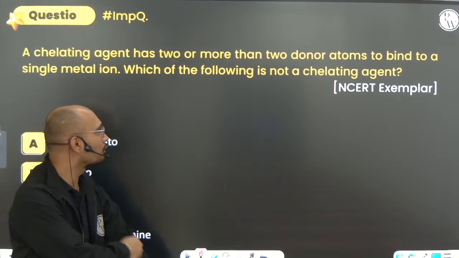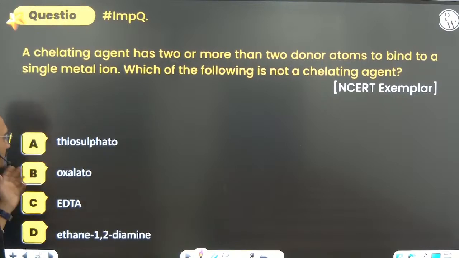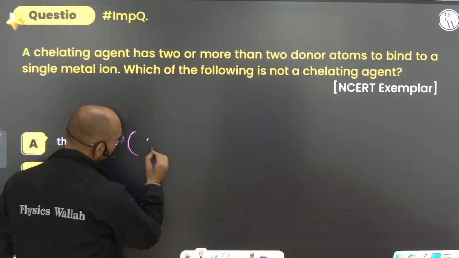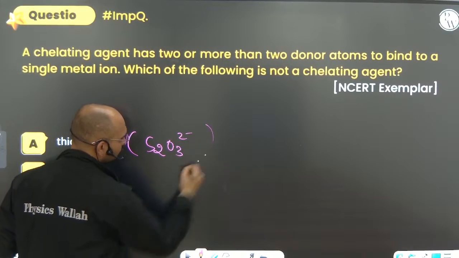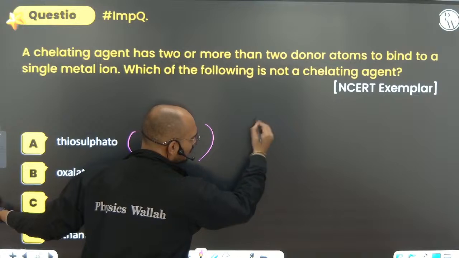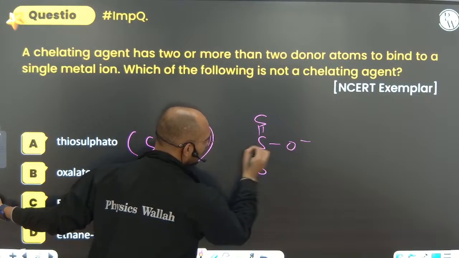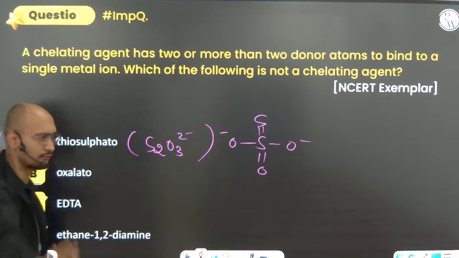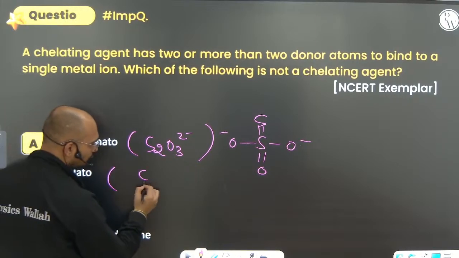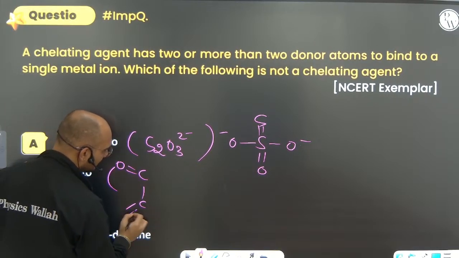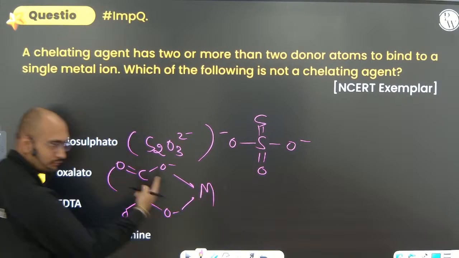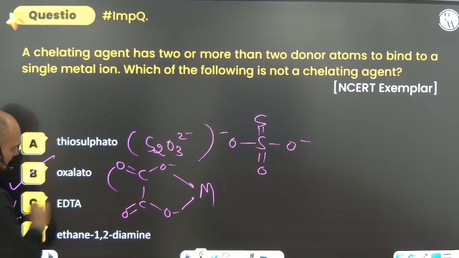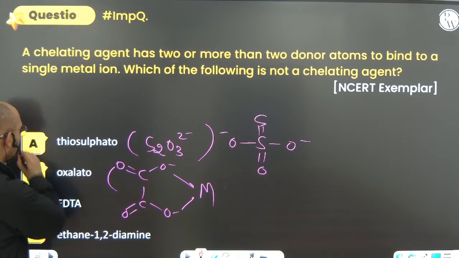Which of the following is not a chelating agent? Thiosulfato, S2O3 2 minus. No brother, S2O3 never. S double bond, S double bond, O minus, how will it form? It is not going to form. Nothing. Oxalato, yes, it forms. C double bond O, C double bond O minus, yes, it gives through it. Of course, it can give through it. So oxalato, EDTA, yes brother. Ethylene diamine, yes. So option A is the correct option.